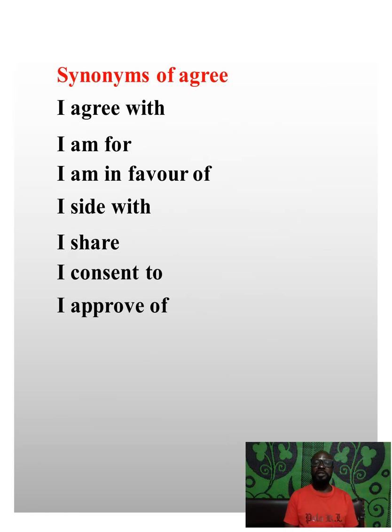Next part, synonyms of agree. You don't have to say agree all the time. I agree with. I want you to see that agree goes with the preposition with. You can also say I'm for, I'm in favor of, I side with, I share. I want you to see that I share doesn't have a preposition. I consent to, I approve of. Be careful with the preposition. If you keep practicing, it will become easy for you. So you don't have to say I agree all the time. You can change and use I'm for, I'm in favor, I side, I share, I consent, I approve of.